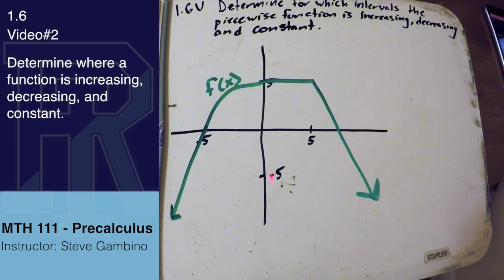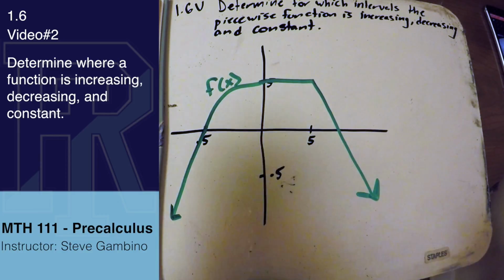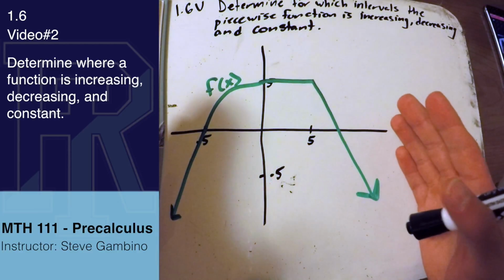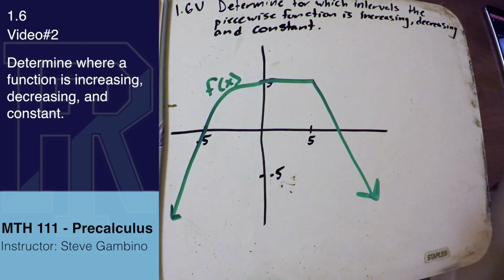Determine for which intervals the piecewise function is increasing, decreasing, and constant. Okay, so an increasing function is a function that from left to right is getting bigger. In other words, it's a function that has a positive slope. A decreasing function is a function that going left to right is getting smaller or has a negative slope.